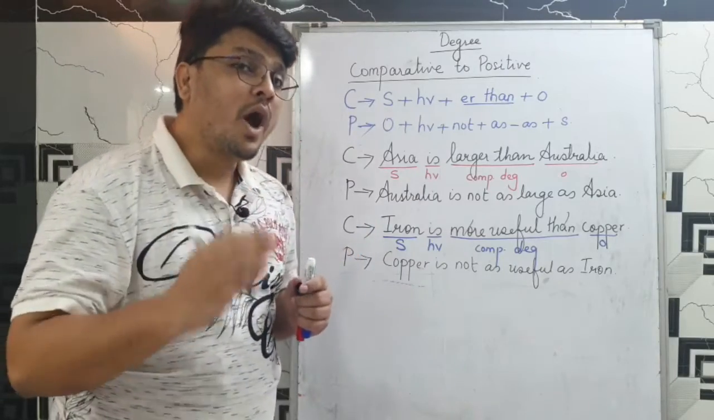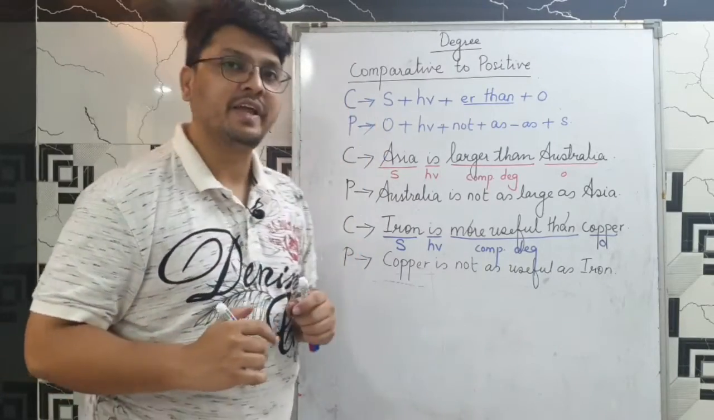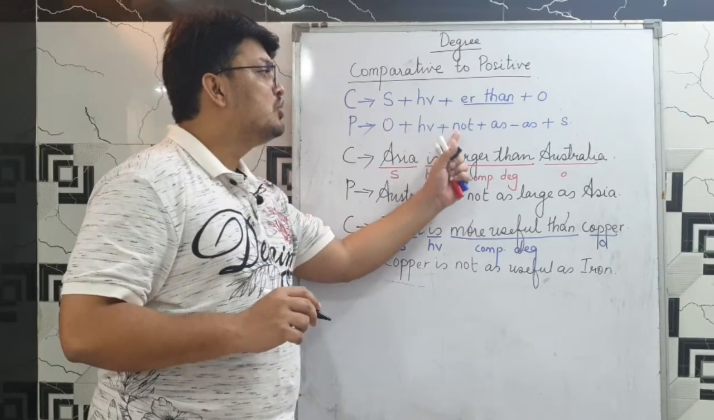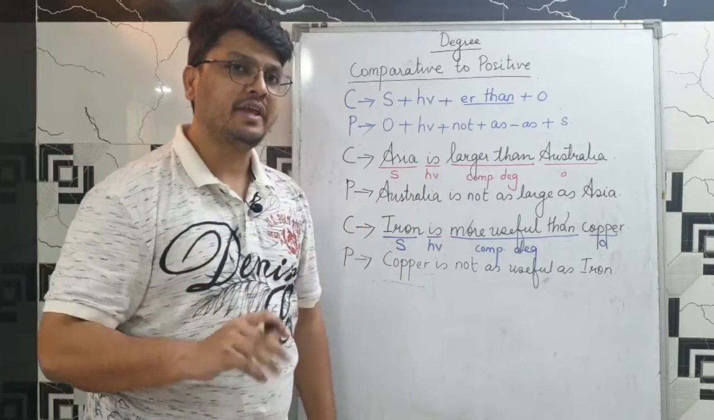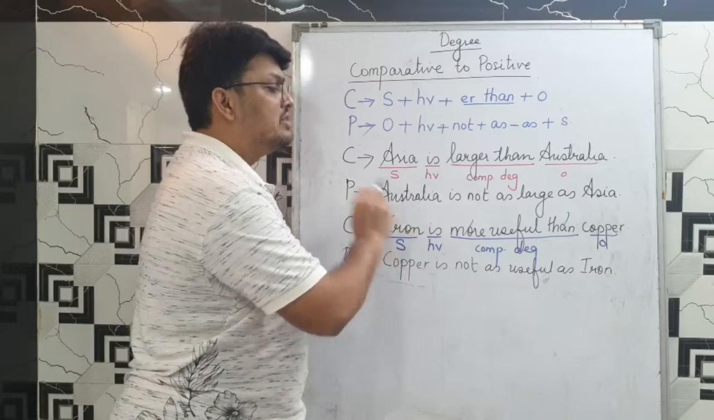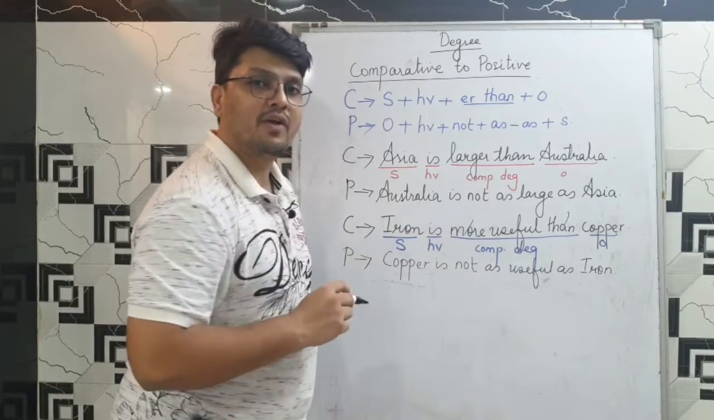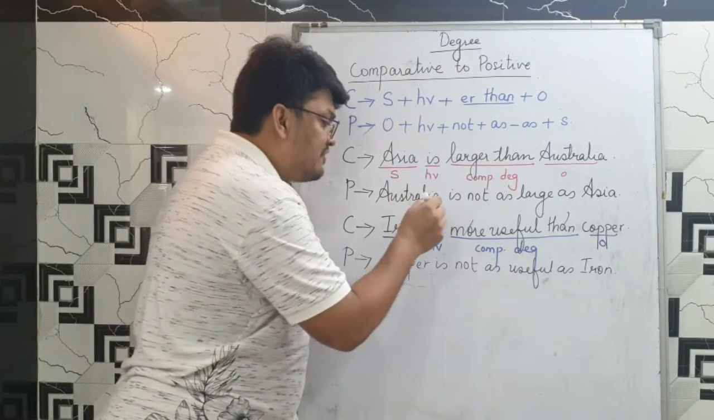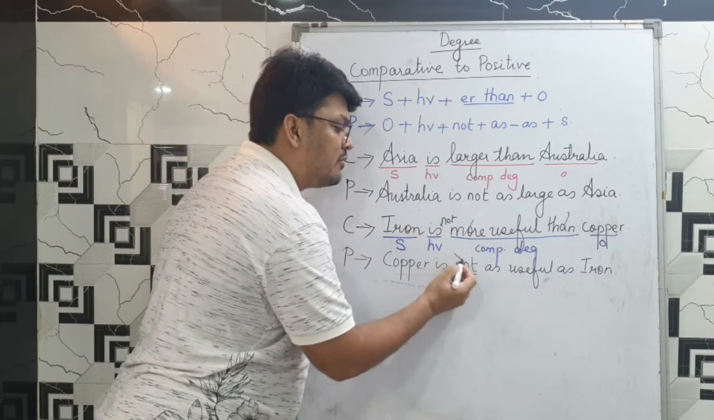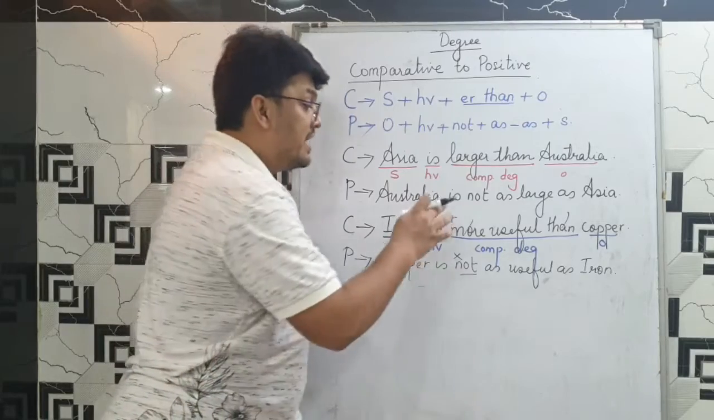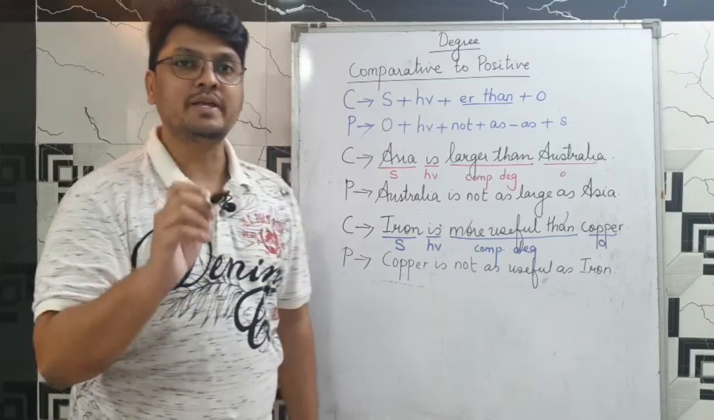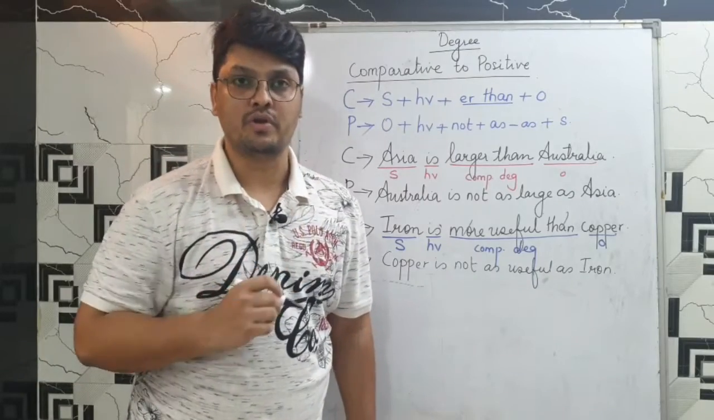Now students, what if not comes in comparative degree? When you see not in comparative degree, do not use not in positive degree. Suppose comparative: iron is not more useful than copper. As I have used not here, I will remove not from the positive. Here there was no not, that is why I used not over here. So please do not forget this rule.